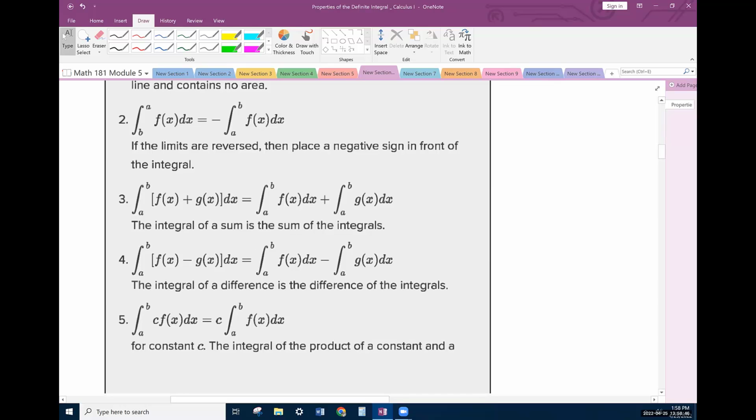Now here's a big one. If you have some constant times your function, you can pull the constant out, factor it out, and then integrate it. And we're going to see that happen a lot here.